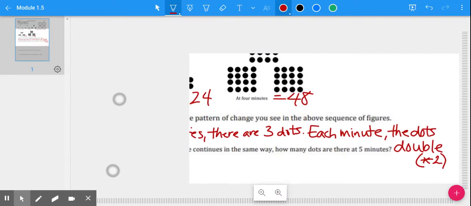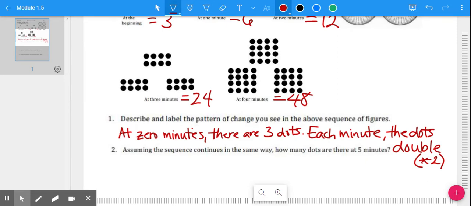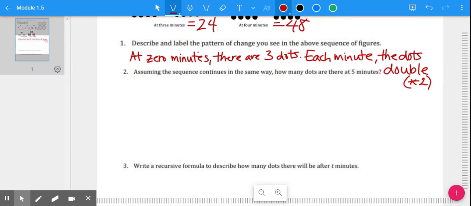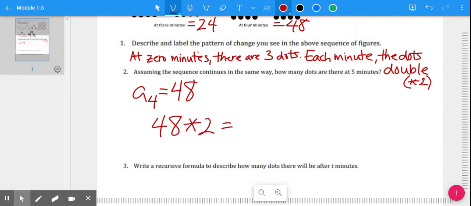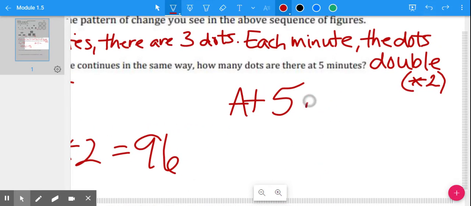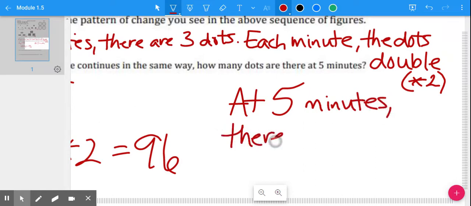All right, so it says, assuming the sequence continues in the same way, how many dots are there at 5 minutes? So we ended at 4 minutes. At 4 minutes, there were 48 dots. So we would write that a sub 4 equals 48. To find the next amount, you do 48 times 2. So 48 times 2 equals 96. So at 5 minutes, there are 96 dots.